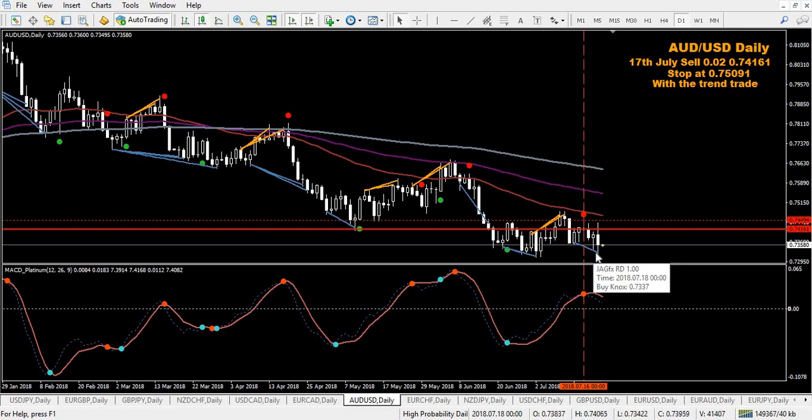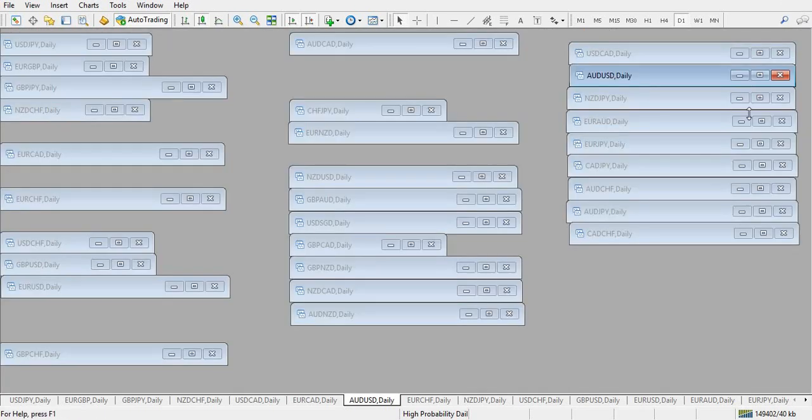Again, I've got a bullish JAGfx RD, which is this one here, and we're close to a previous low. I just closed half my sell trade and brought my stop right down to 74494. So just reducing risk there. Again, the MACD platinum's not down to the zero level yet, but it just doesn't look like a good setup there to me. And if it is, I've still got half a trade in play.